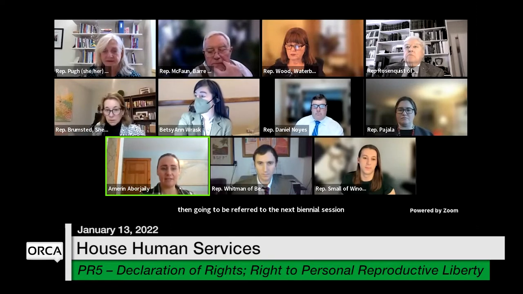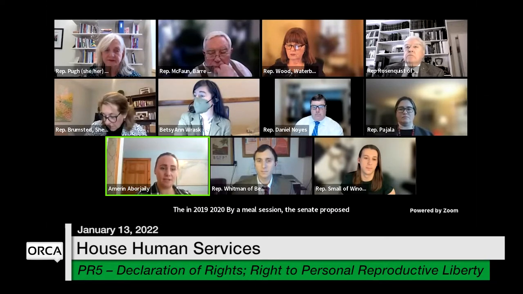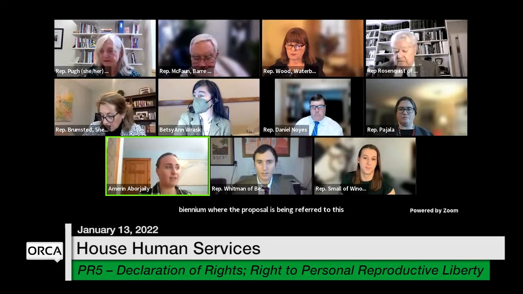For context, in looking at Prop 5, where you are in this process: in the 2019-2020 biennial session, the Senate proposed an amendment to the Constitution, the House concurred in that amendment, and now here we are in the second biennium where the proposal is being referred to this General Assembly to continue the process.